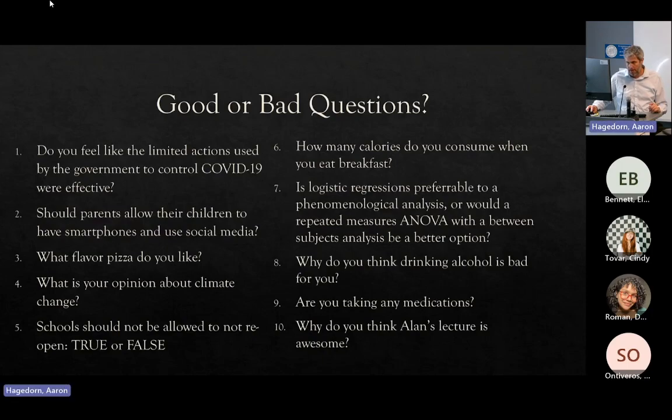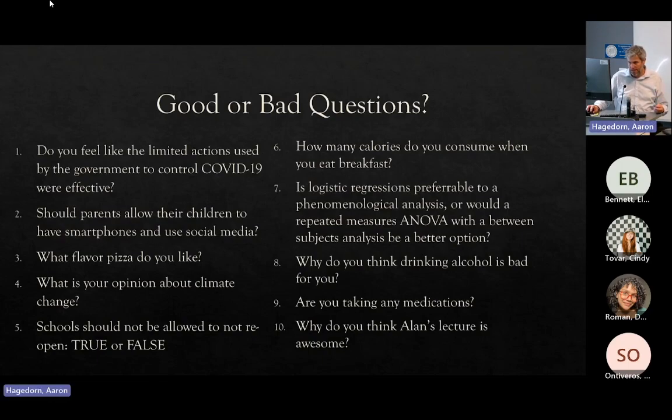What is your opinion about climate change? That's an interesting question, but it's so open-ended that it's not likely to get you the answers that you are expecting, right? You get a lot of, I don't know. So you need to sometimes be more specific. Too broad is not helpful.